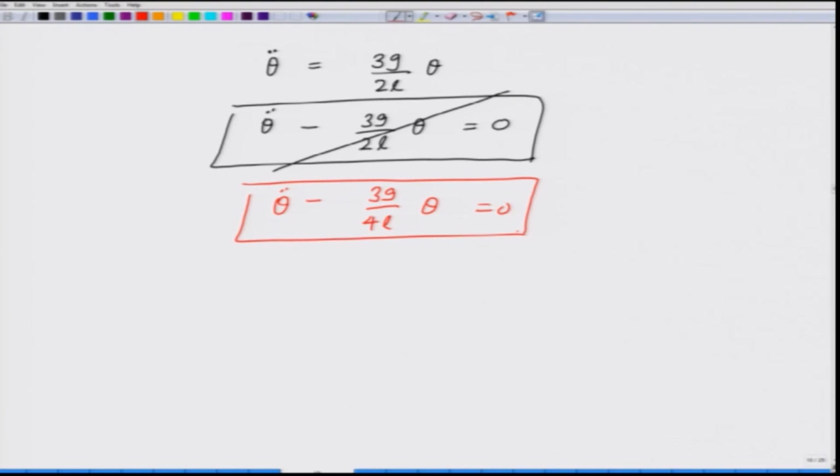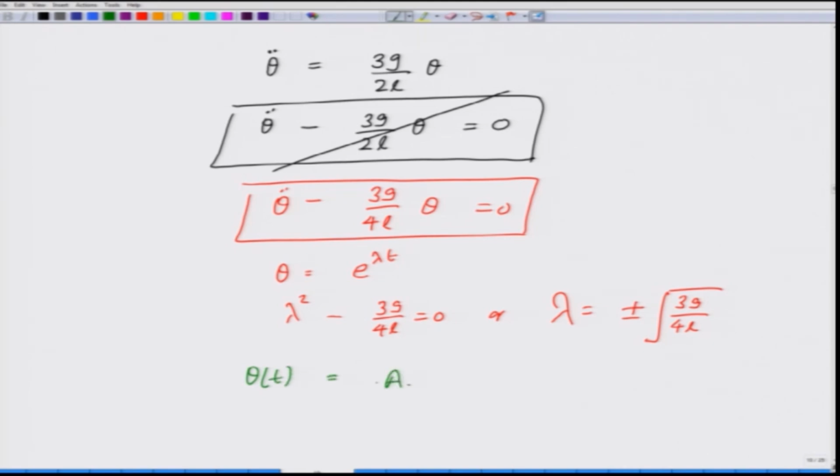The solution is very straightforward. If I take theta to be equal to e raised to lambda t, I get lambda square minus 3g over 4L is equal to 0, or lambda equals plus or minus the square root of 3g over 4L, and therefore, the general solution for theta as a function of time is going to be equal to some constant a, depending on the initial conditions, e raised to square root of 3g over 4L times t, plus b e raised to minus square root of 3g over 4L times t.